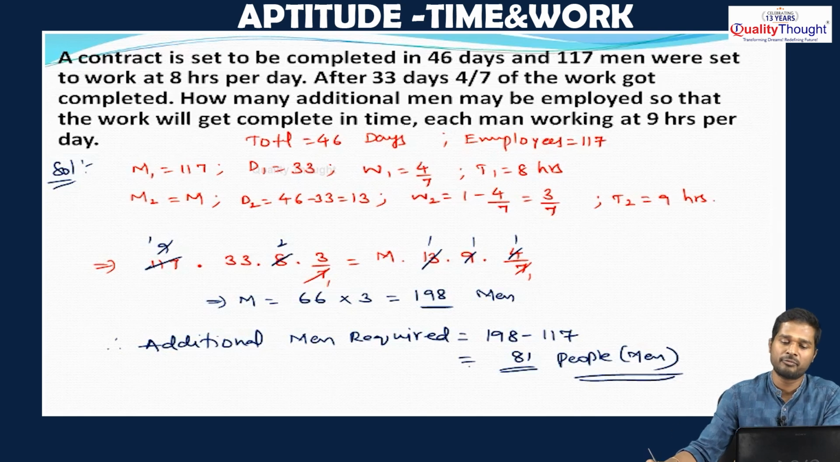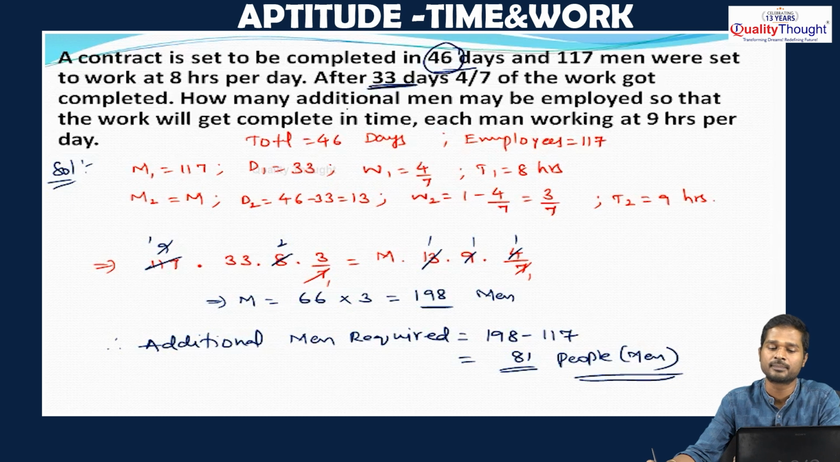See, be careful with this question. Don't take this 46 as M1. In total 46 days they need to complete the work. In that they already used 33 days. But after 33 days only 4 by 7 of the work is completed. Still 3 by 7 of the work is pending. So to complete the work in the given 46 days, how many more people are required?